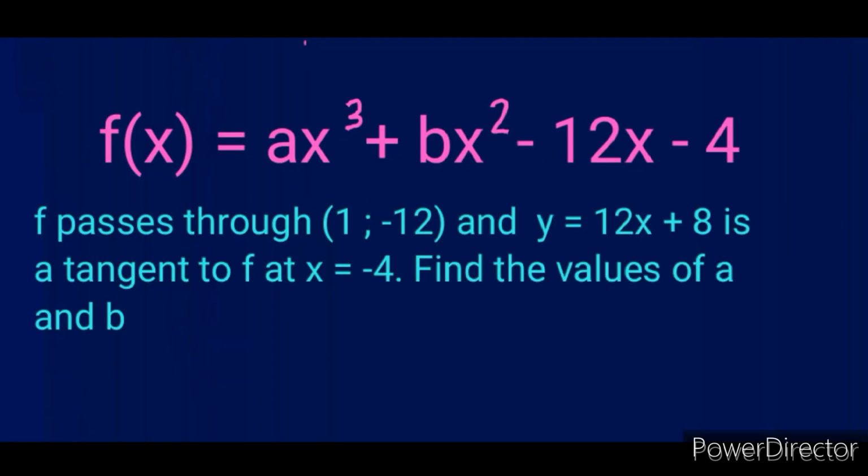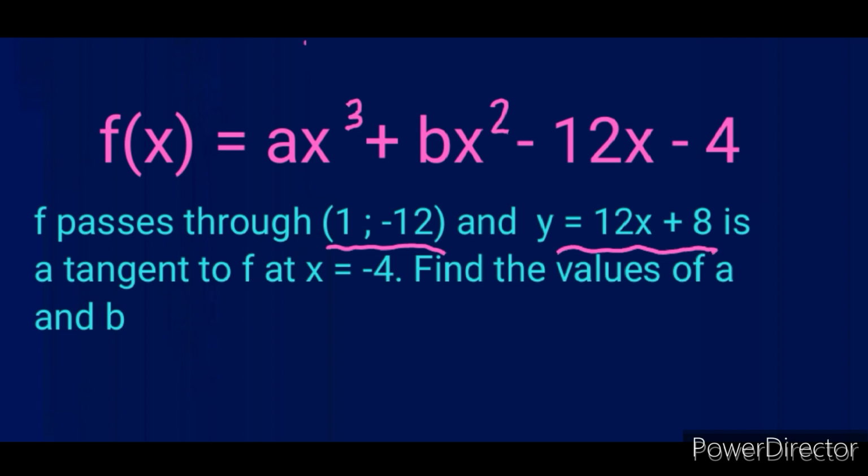Alright, here is another situation. We are given a cubic graph with two unknowns a and b, and we're told that f passes through (1, -12), and y is equal to 12x plus 8 is a tangent to f at x equals negative 4. Find the values of a and b. So we are given a point, and we're told that this equation is a tangent to f.